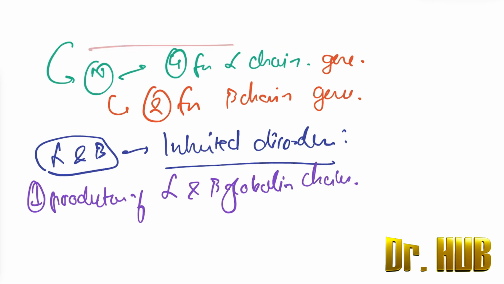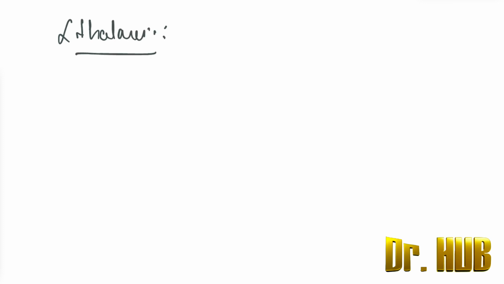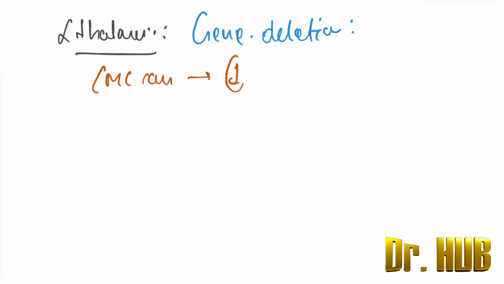So let's look at what alpha thalassemia is. Here, gene deletion is the most common cause of the reduced alpha chain synthesis.